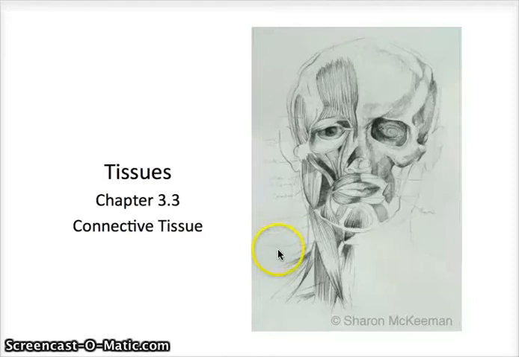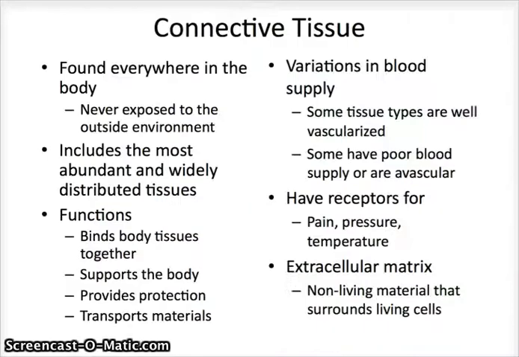Okay, so we've talked about epithelial tissue, talked about the basics of tissue. Now we're going to focus on connective tissue. All right, connective tissue is everywhere. Okay, it's found everywhere in the body. Every organ is usually composed of some kind of tissue and connective tissue.